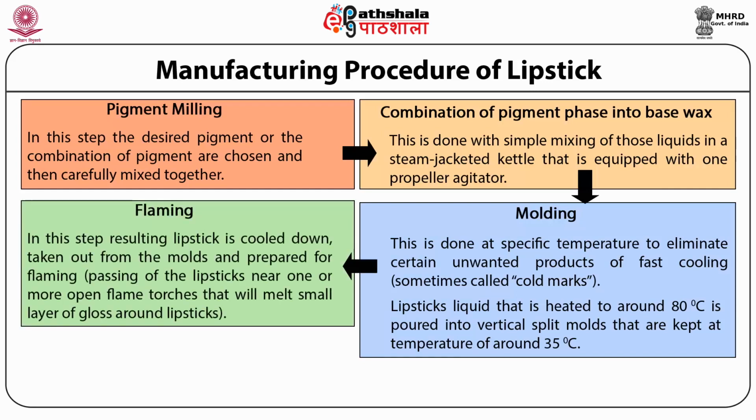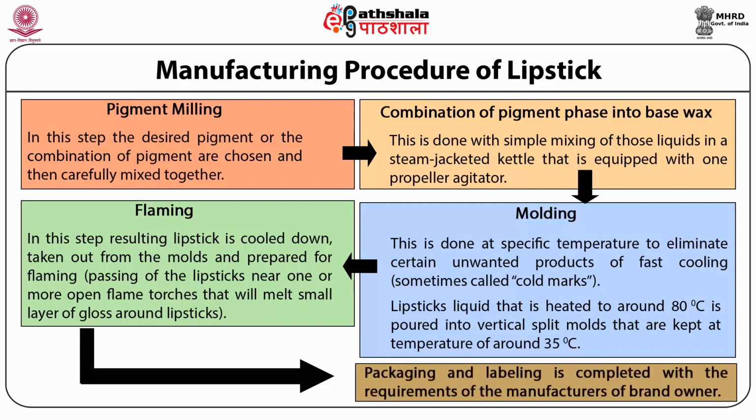In this step, the resulting lipstick is cooled down, taken from the molds and prepared for flaming. That is, passing the lipstick near one or more open flame torches that will melt small layers of gloss around the lipstick. This procedure provides insurance for better visual appearance of the lipstick and protection from environmental conditions. That is, the lipsticks can become rancid after prolonged exposure to moisture, air and heat.